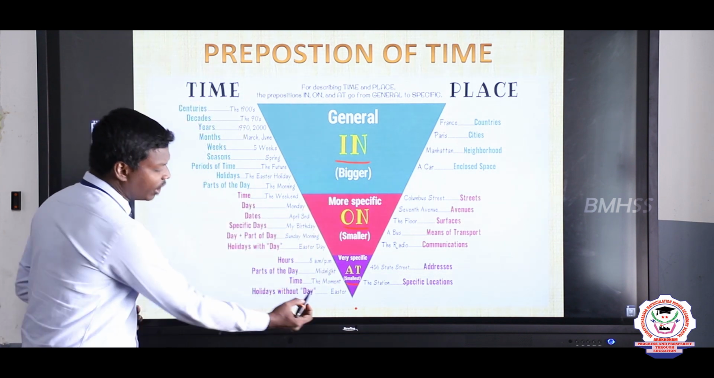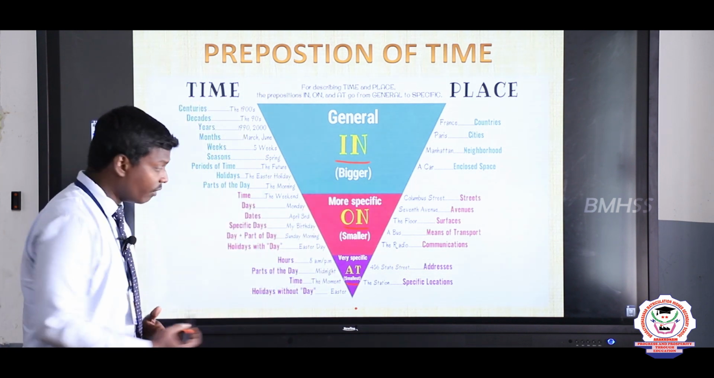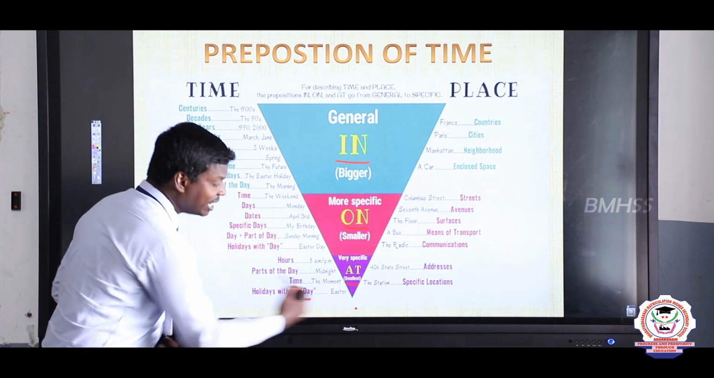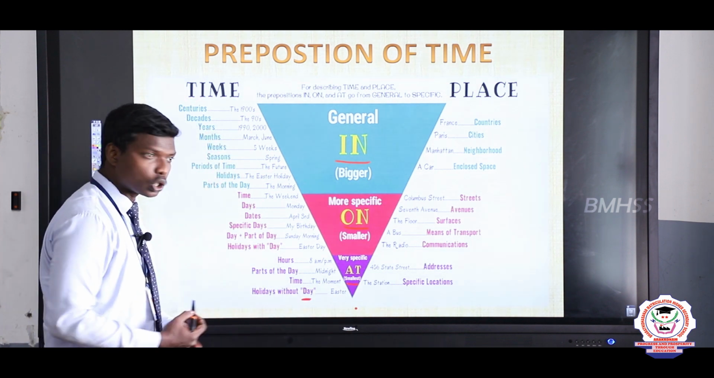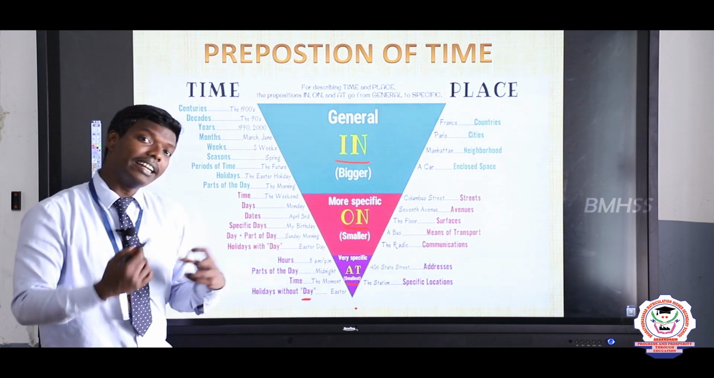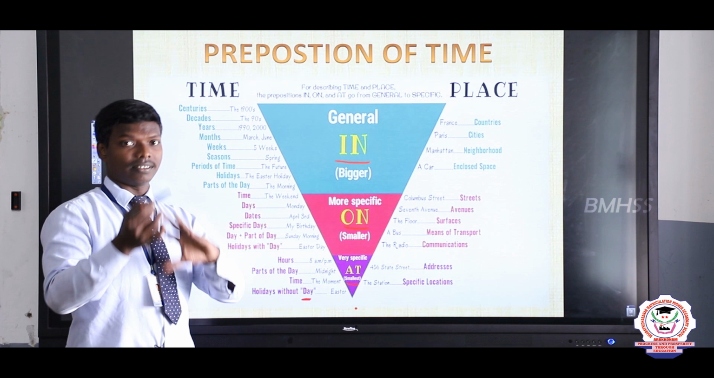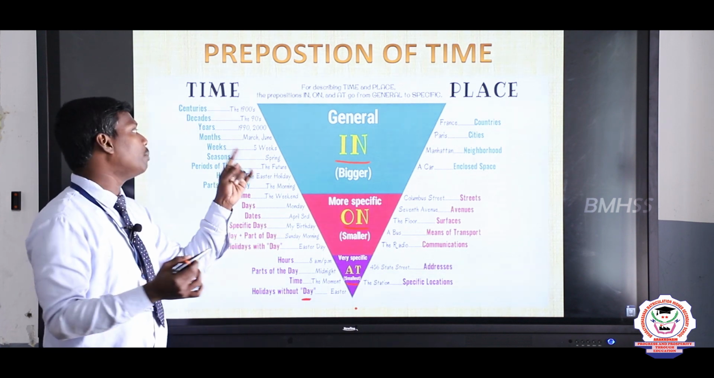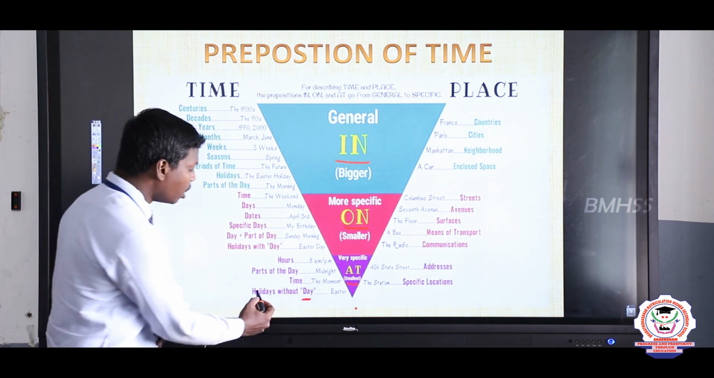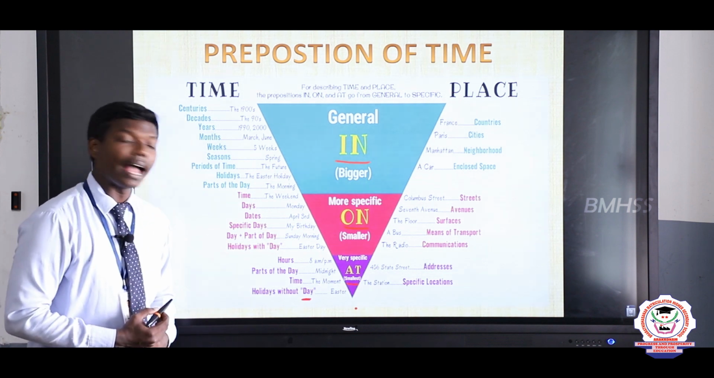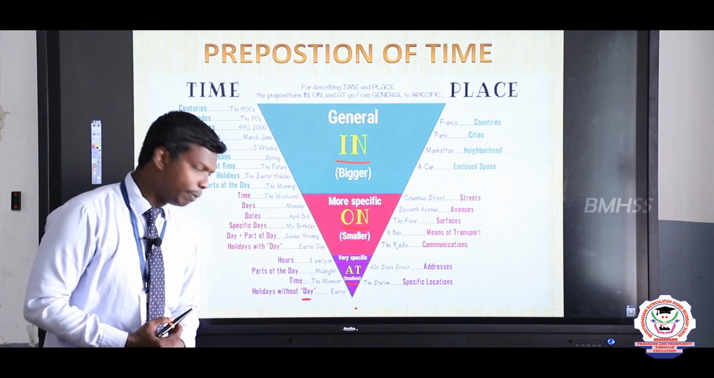For example, whenever you are referring to holidays without the word day, such as Easter, when you don't say Easter day, we use at. When you use Easter day, that time you have to use on. We shall see the difference. Holidays without day will have at as the preposition.